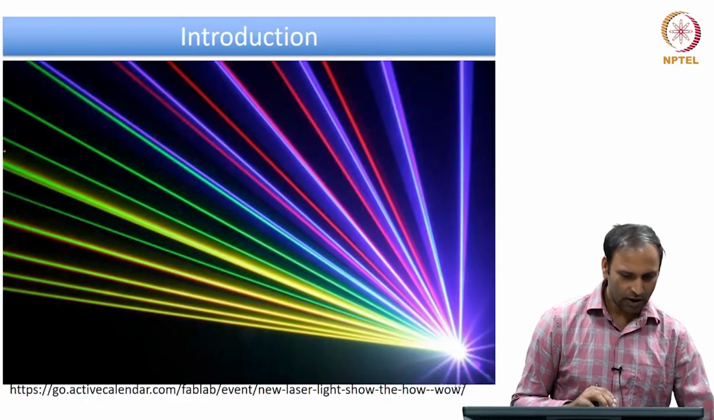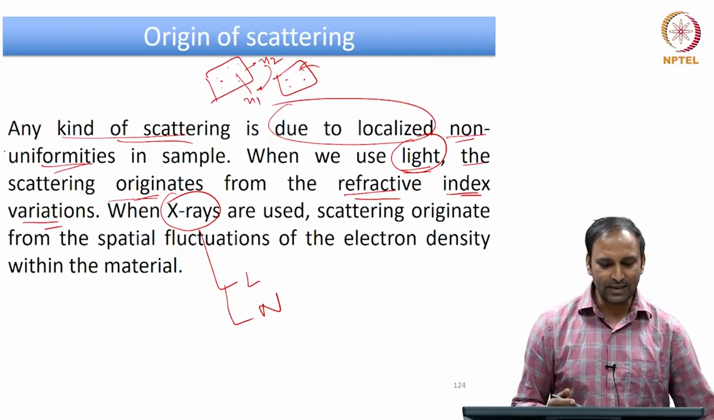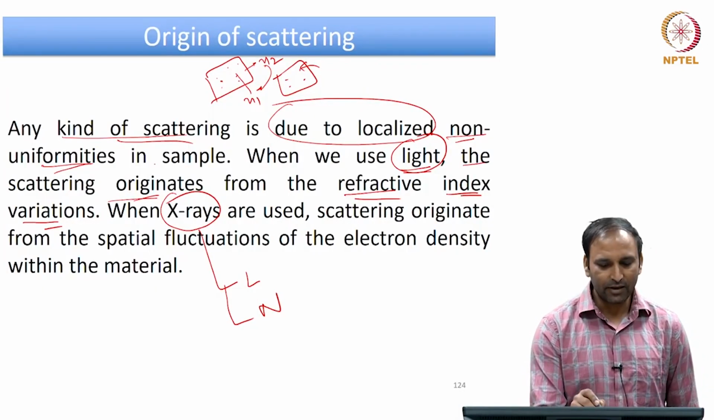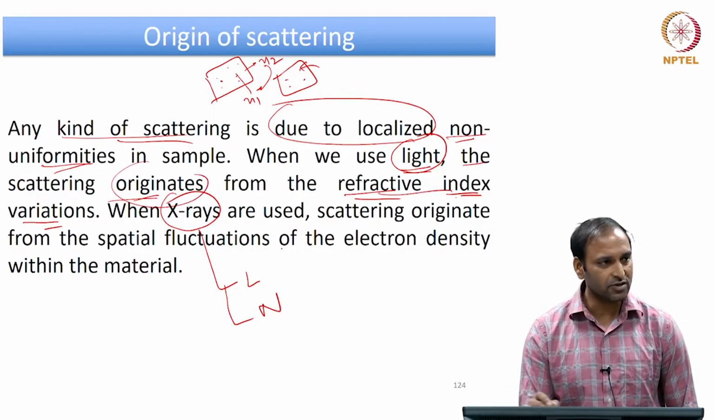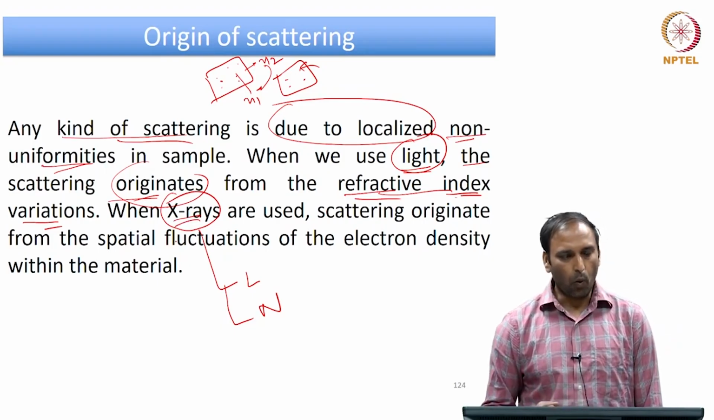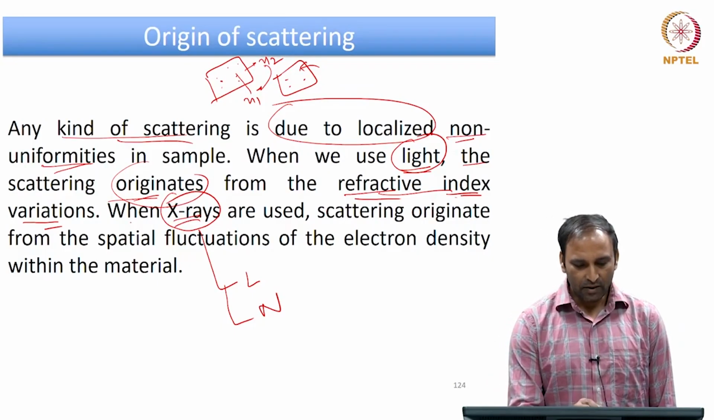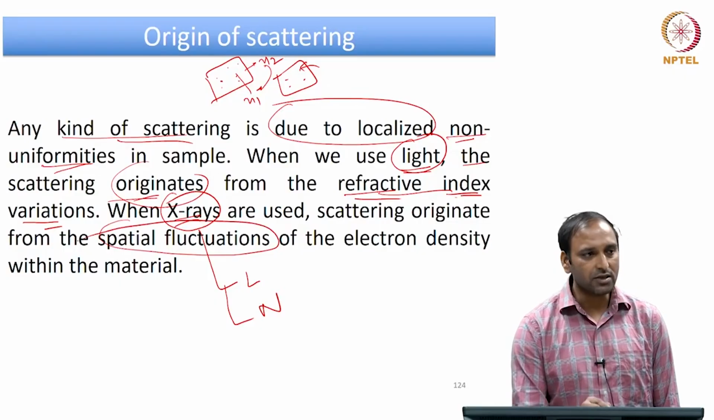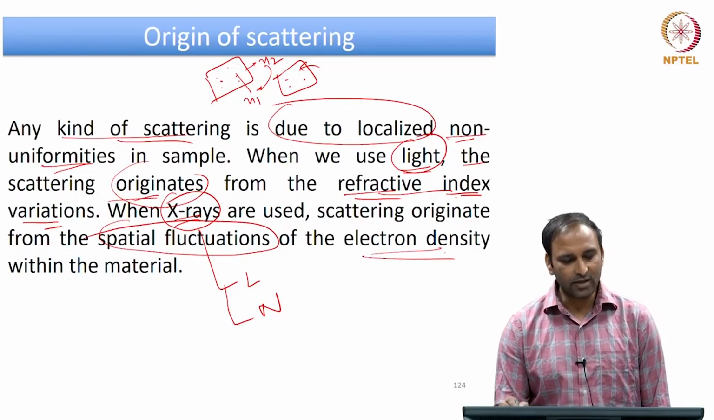So in scattering, the scattering originates from the refractive index difference, or if you use X-rays, what is important is the spatial fluctuations in the electron density within the material.